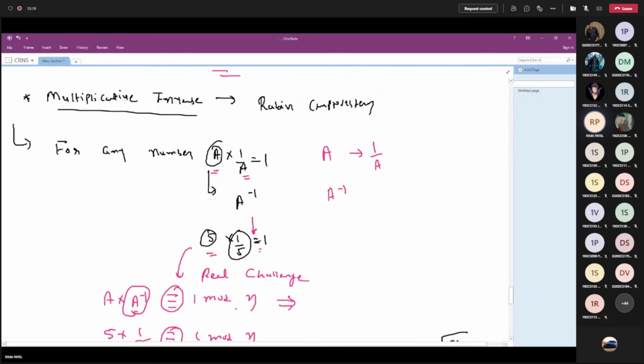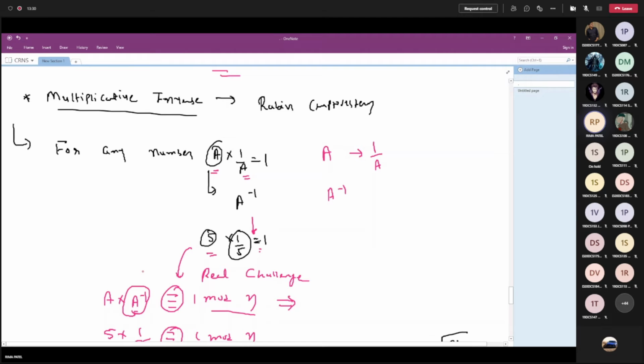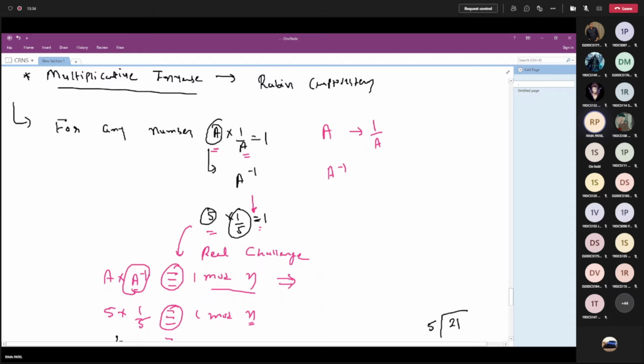So the real challenge comes when you are having modular operations along with this congruence. It is not equal to right now, it is congruence. Okay, so in that case, if you want to find the multiplicative inverse, what are the steps that I need to follow? So let us start with the examples only.